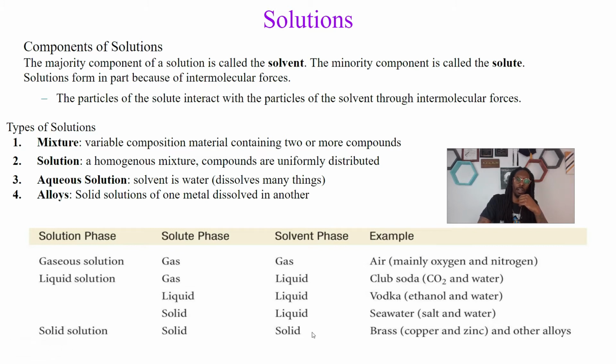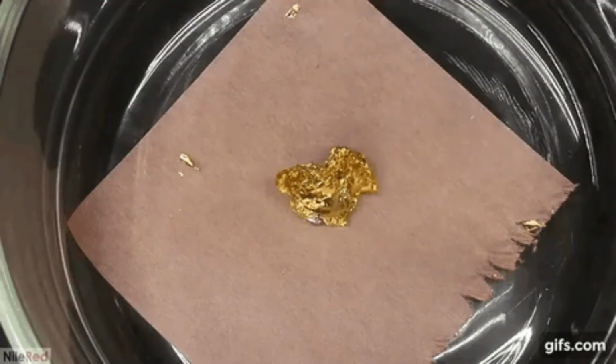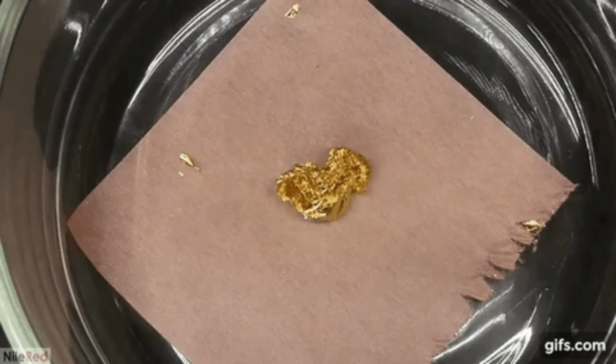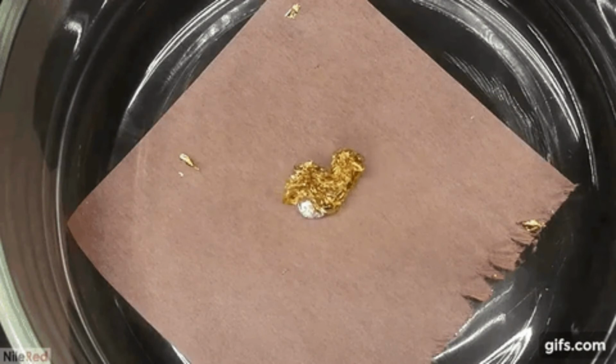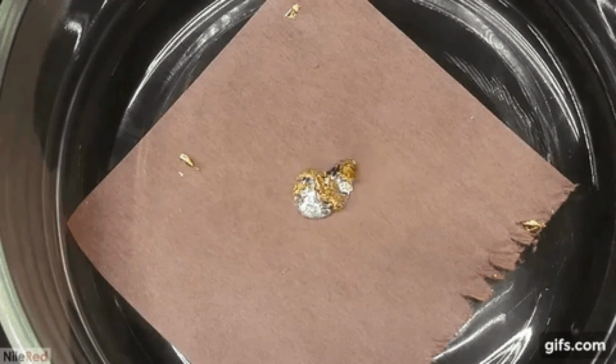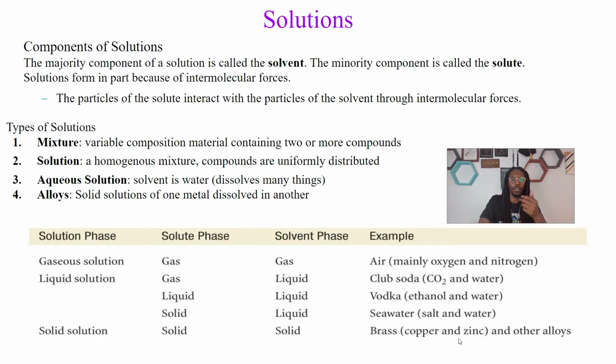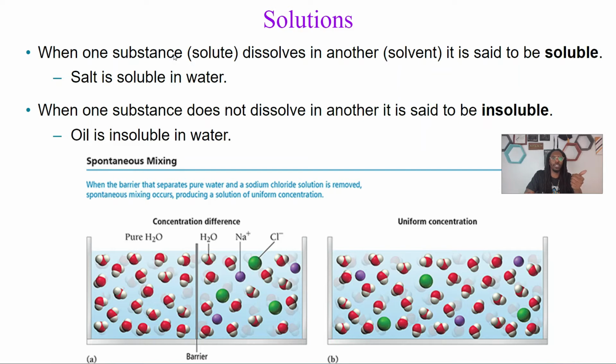This is where our solute and our solvent are both solids. A good example of this is all alloys, like brass. If you didn't know, brass is not an element. Brass is a mixture of copper and zinc. So this is an actual alloy, a solid solution. Alloys are solid solutions. A solution is when we have our solute being dissolved in a solvent. If that is the case, then it's going to be soluble.